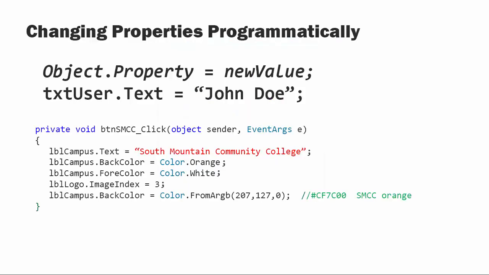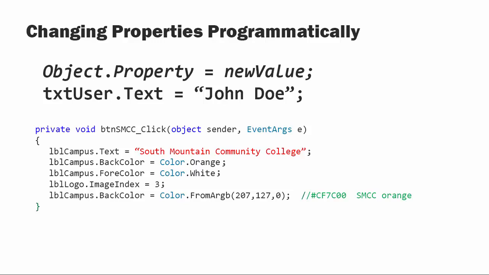The process of changing properties programmatically, the statement we would use, is in the format of the object name, a dot, or what we may refer to as a period. We usually say dot in coding. So object name dot the property we want to change, and then we're assigning it some new value using an equal sign. So object dot property equals new value.